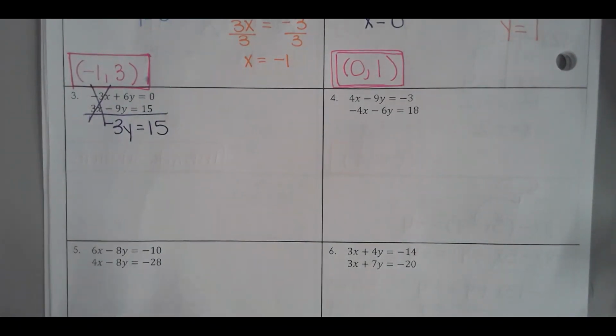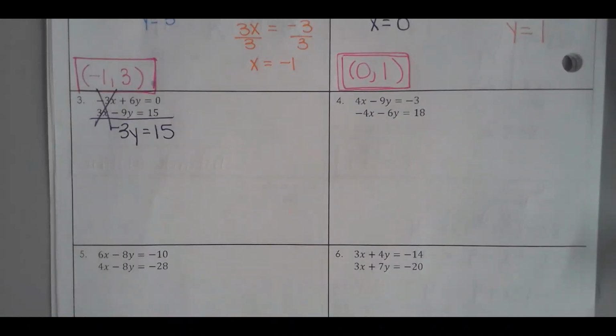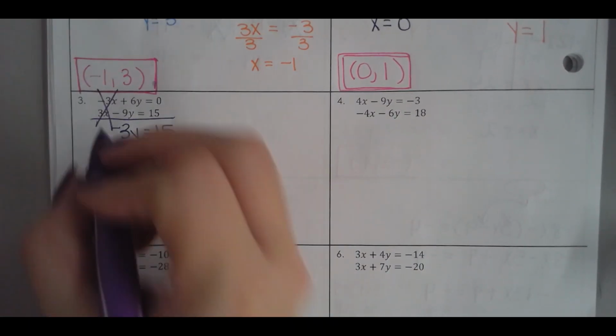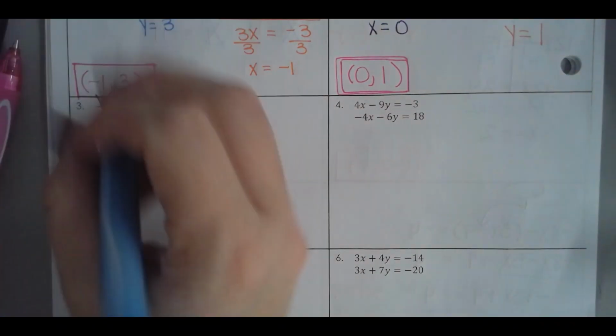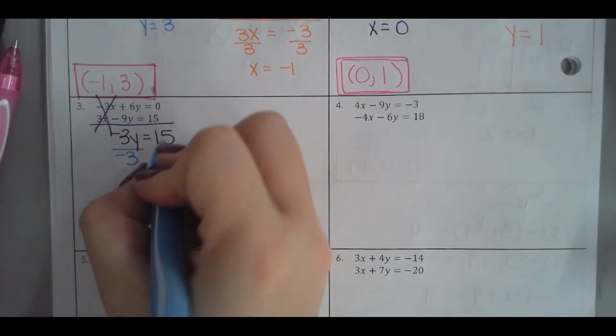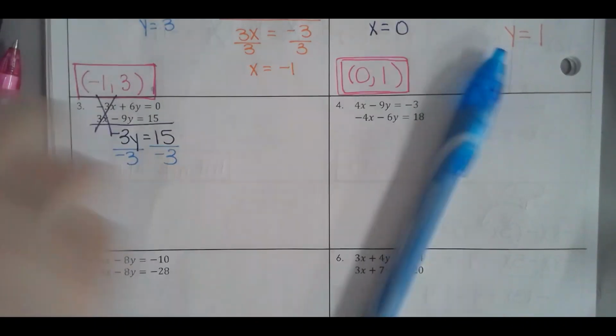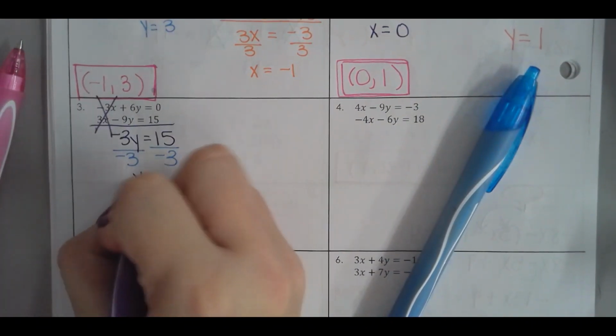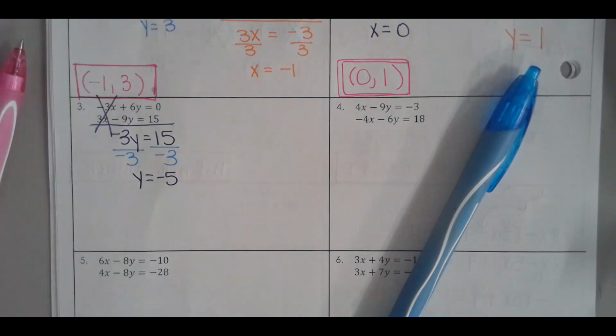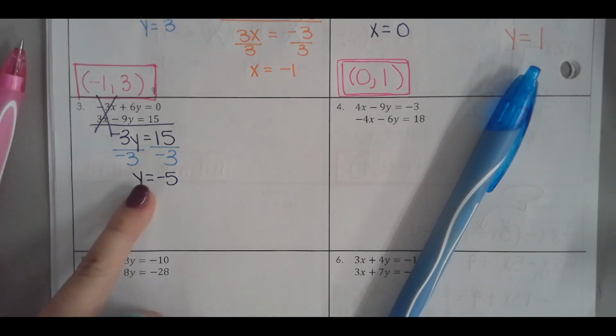So -3y equals 15. And then I'm going to do what, Andrew? Divide by -3, and what's that going to give me? -5. Yep. Because 15 divided by -3 is -5. So this one I got y equals -5.